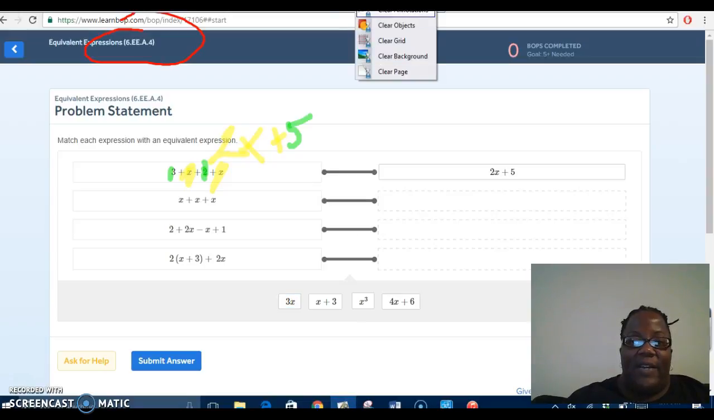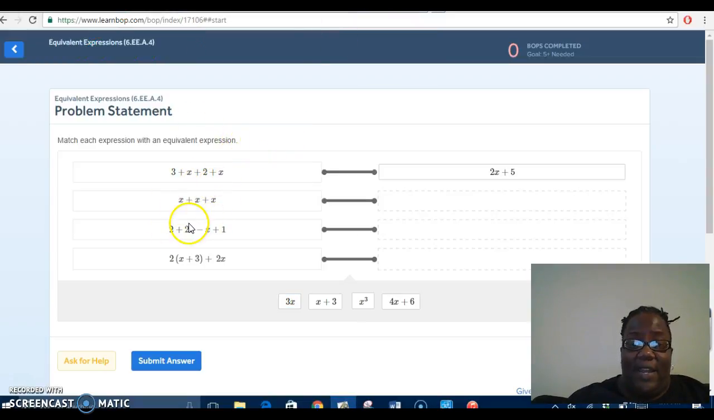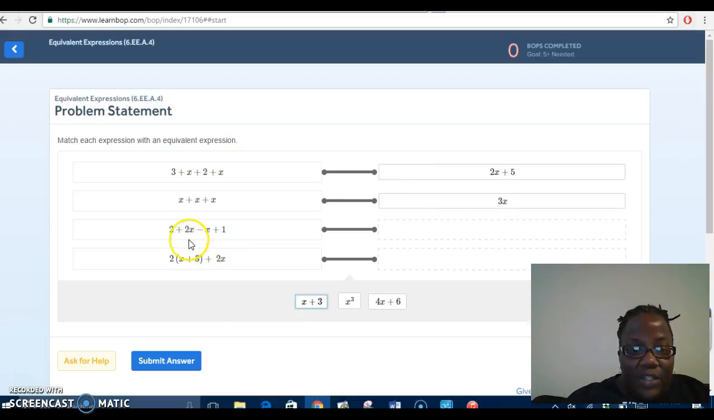Let's see what we have next. You have x, x, and x. Combining those like terms, that's going to be 3x. And then 2 plus 2x minus an x plus 1. Let's do the math here. First, I'm going to highlight all of our like terms. Here's a naked number, and here's a naked number. I have a positive 2 and a positive 1, so you know that's going to give us 3.